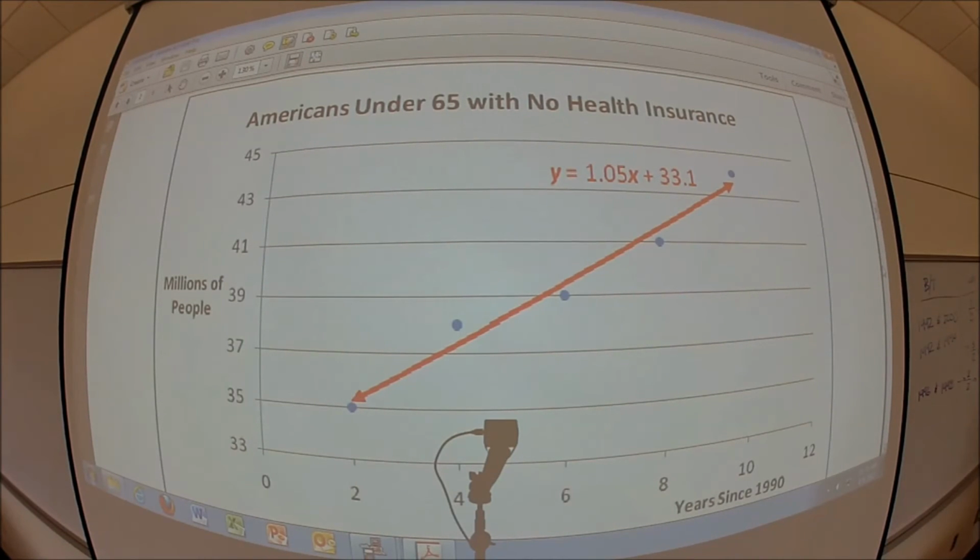The best fit slope to 2 decimals is 1.05, which is dead close to everything we had today. 1.5, 1.125, 1. It's in the neighborhood. But that's the best fitting slope, which means on average, the best estimate for how many uninsured we pick up each year is 1.05 million per year. And the 33.1 that's out there at the tail end, the y-intercept, we'll come back to that too later.